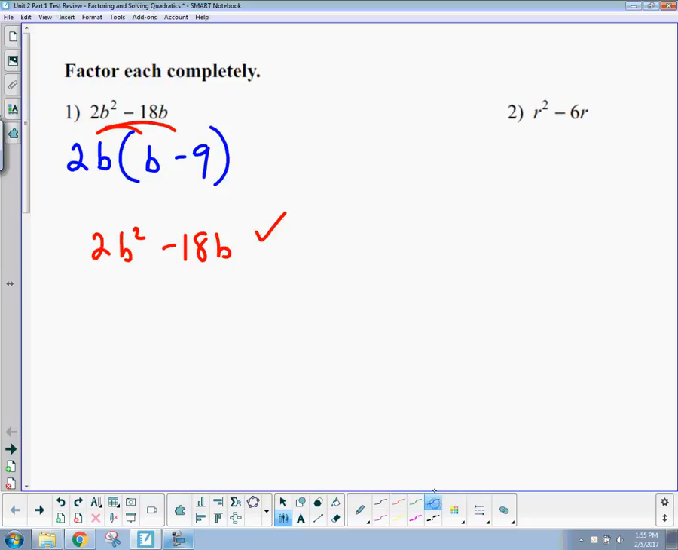Okay? Moving on to this one. R is really the only thing I'm going to pull out of both terms. R squared divided by R is simply R. Those R's cancel, so negative 6. And again, if I wanted to check my work, redistribute the R, I get R squared minus 6R. And that is absolutely right. And remember, freeze the video if you want to try these out on your own.